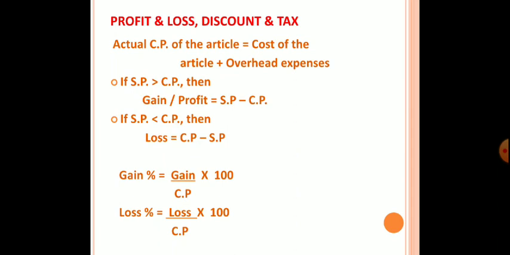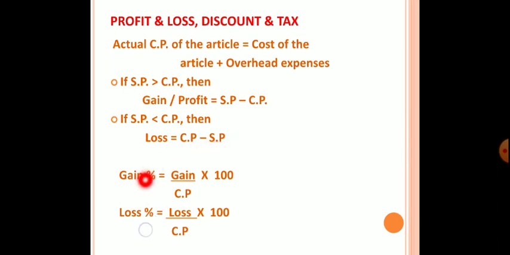Now, selling price. Selling price means the price at which an article is sold is known as its selling price. Whenever the selling price is more than the cost price, it is considered to be a gain or profit. So, the formula for gain or profit is equal to selling price minus cost price. Whenever the selling price is less than the cost price, it is said to be a loss. So loss is equal to cost price minus selling price.